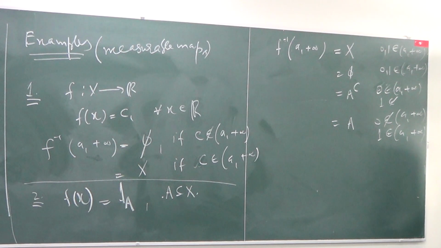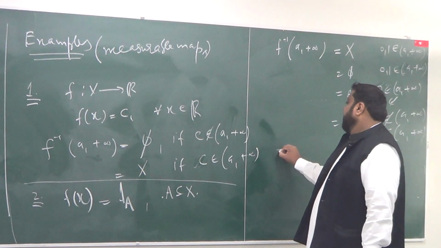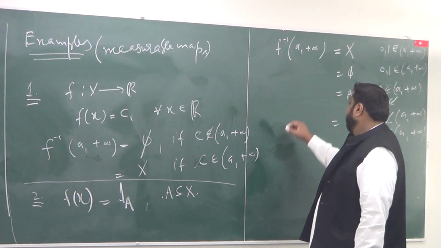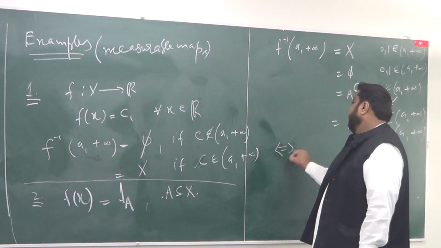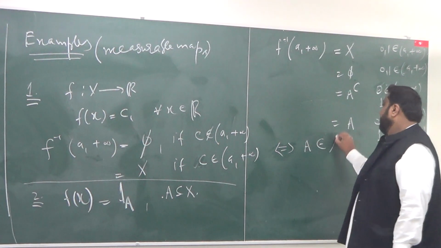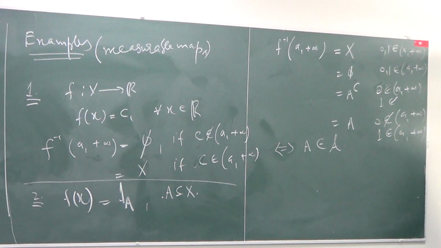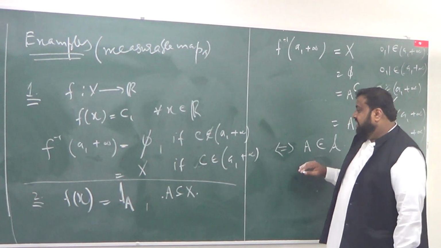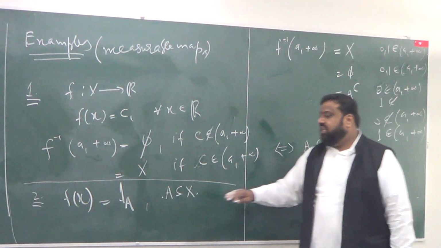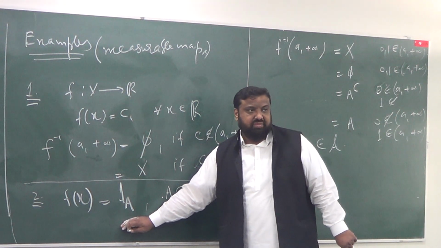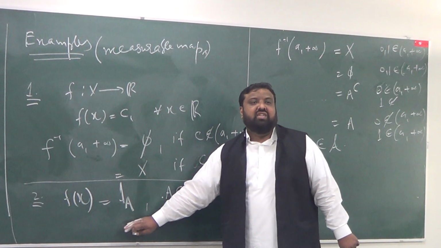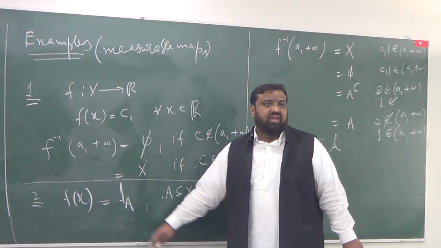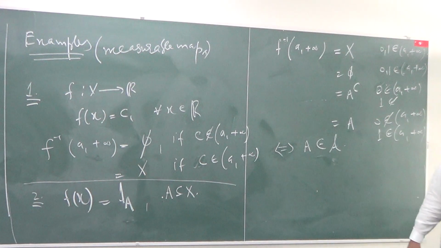Then what should we say? If A belongs to calligraphic A, then F is measurable if and only if A is in calligraphic A, and that's it. You have to assume this. So what does this show? That if you take a measurable set, then its indicator function is also measurable. And if you take an indicator function which is measurable, then that set must be in the sigma algebra.